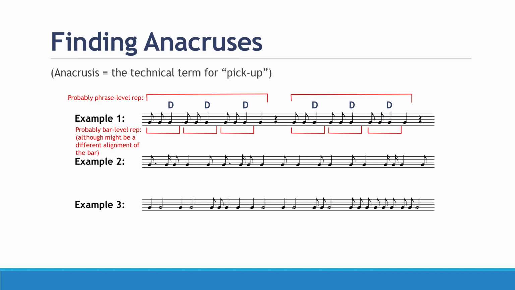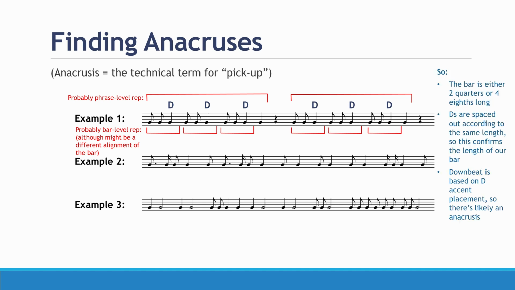This is giving us some very particular information. So the shorter way of grouping this thing is probably a bar level repetition, although it's not necessarily going to align with the beat 1, that could maybe shift around a little bit. The bigger grouping is probably our phrase level repetition. In other words, this thing's probably 2 phrases. So these 2 pieces of information, durational accent and repetition, tell us something about this rhythm. The bar is either 2 quarter notes or 4 eighth notes long, because that's the spacing between most of our durational accents.